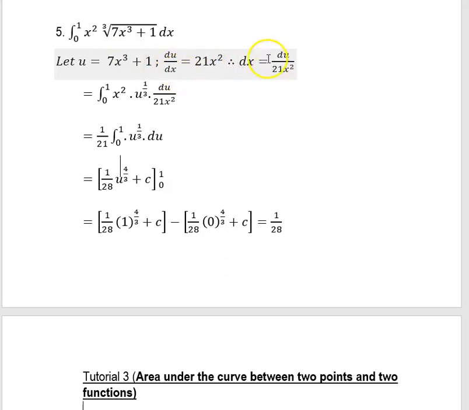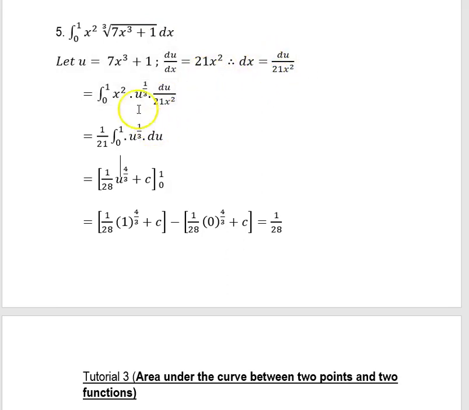Solve for dx. dx will be du over 21x squared, because that's when we just changed their position. And so what I will do next is replace that with u. It becomes u to the power of 1/3, because it's a cube root. And that's your x squared there. And then my dx, I will replace it with du over 21x squared, which is there.